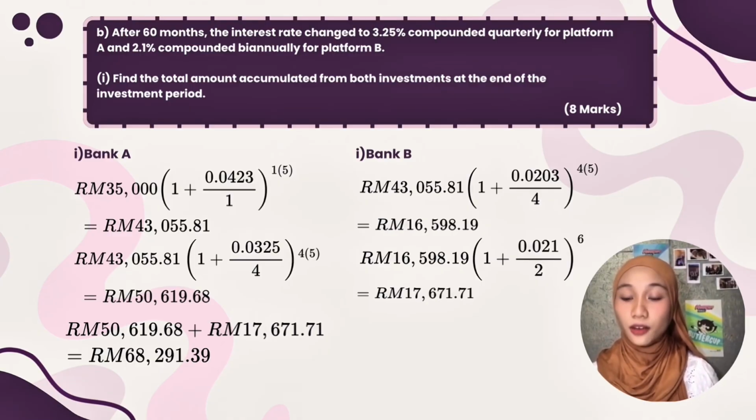Question B. After 16 months, the interest rate changed to 3.25% compounded quarterly for platform A and 2.1% compounded biannually for platform B. For the first Roman question, find the total amount accumulated from both investments at the end of the investment period.